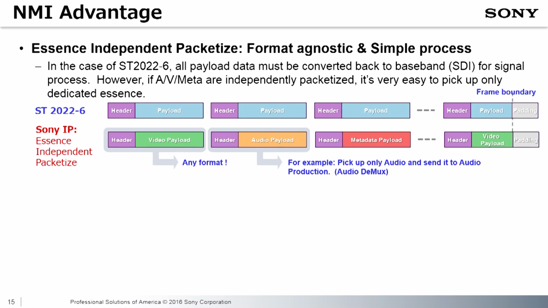That means that we can put video, audio, and metadata information into any of the packets that we are transmitting from the source to the destinations. It doesn't have to follow a rigid structure as you will find in 2022-6, as the location of that information all resides within the header information of each individual packet.